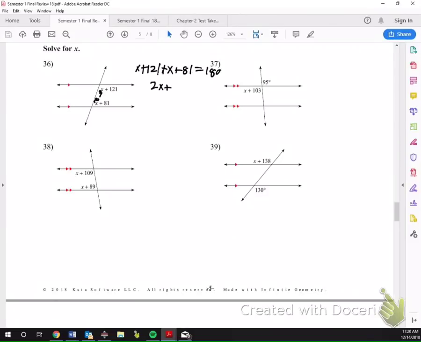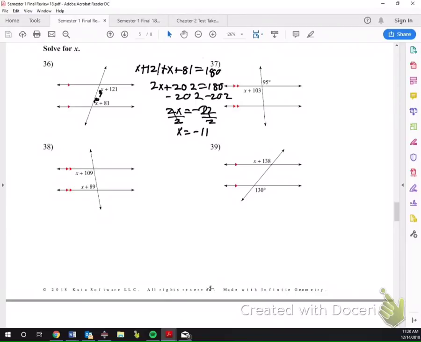We're going to combine like terms, subtract, divide. Okay, again, if this doesn't make sense, ask me tomorrow, or just rewind and watch it again.